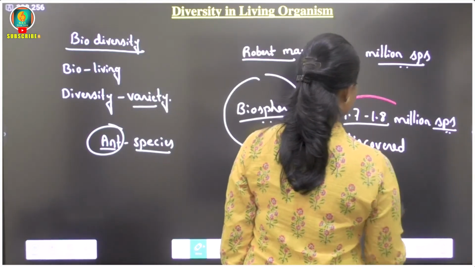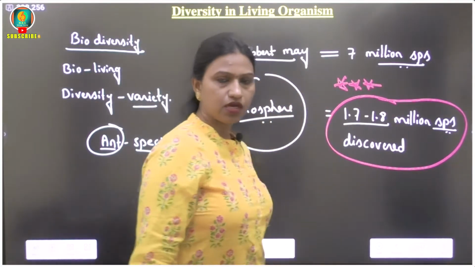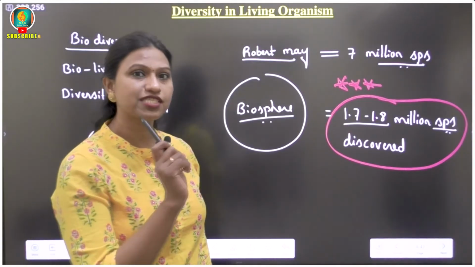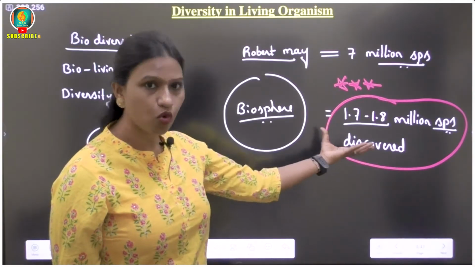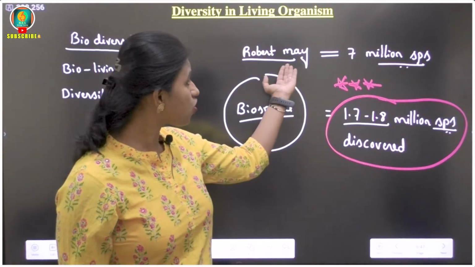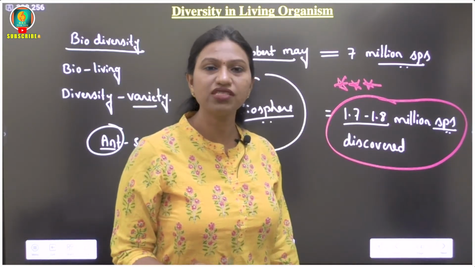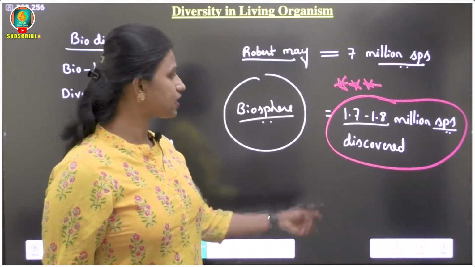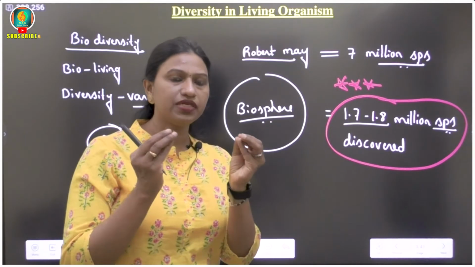So once again, this could be a NEET question. How many species we have discovered? That means, what is this data telling us? If you keep exploring the world, you are going to get more species, right? Because according to his estimation, there are 7 million species, but we have discovered only about 1% of that. Okay? Very small percent. 1.7 to 1.8 million species. So that is a bit of information.